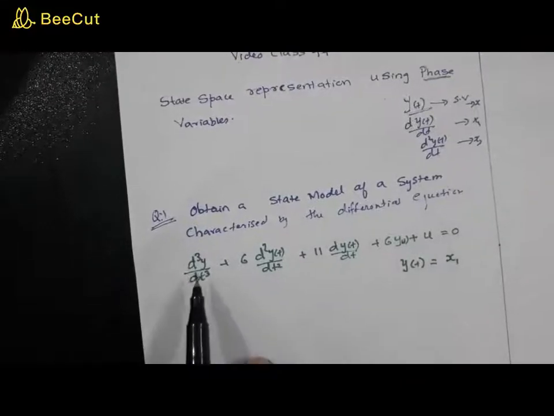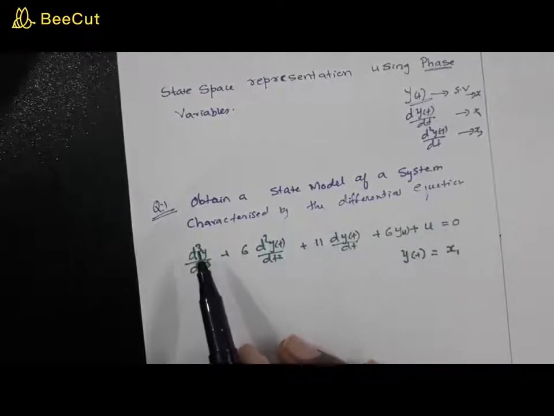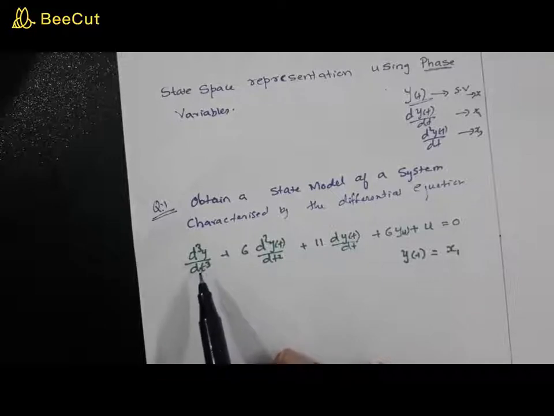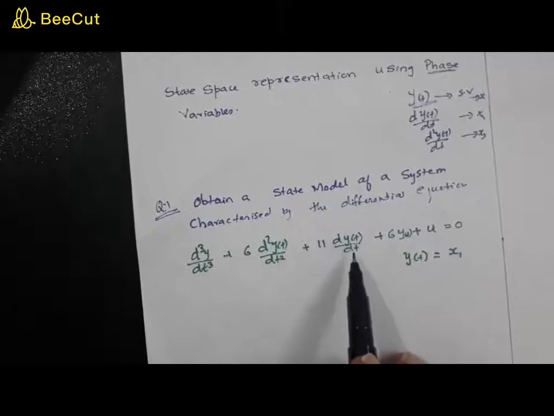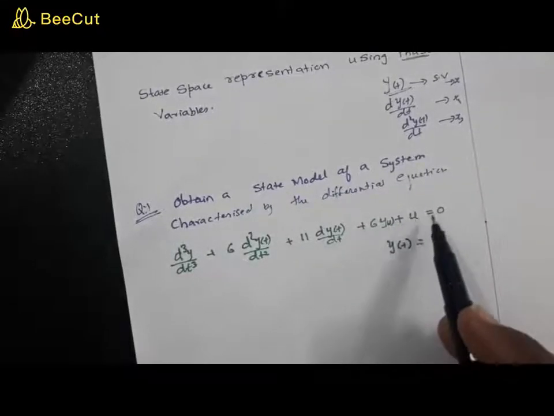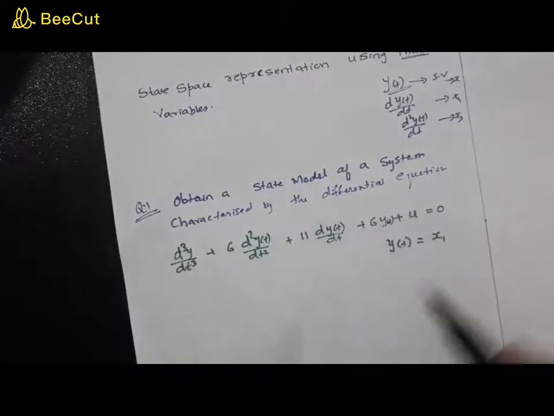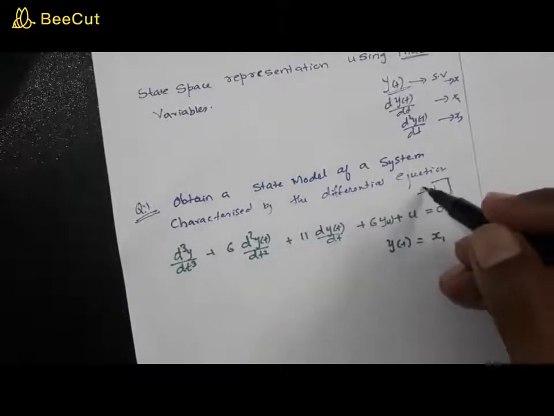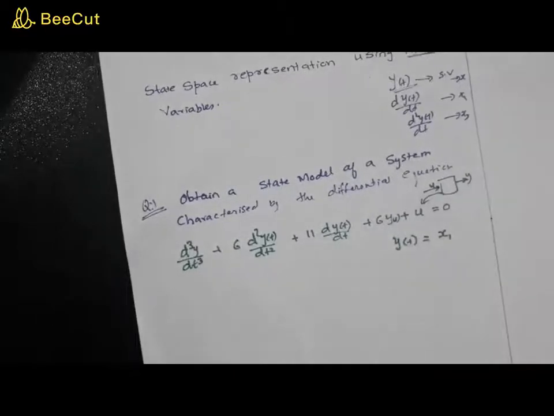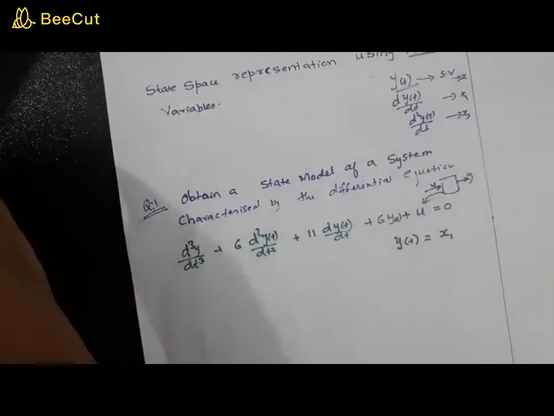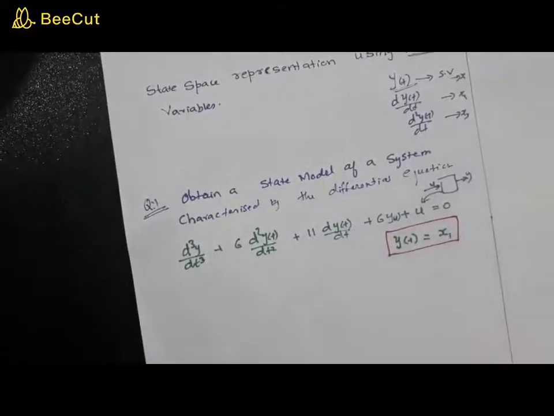The differential equation is d³y(t)/dt³ plus 6 d²y(t)/dt² plus 11 dy(t)/dt plus 6 y(t) plus u is equal to 0, where u is the input of the system. So you are considering a system with input u and output y. This is the description of the system using a differential equation. We have assigned y(t) to be equal to x1. This is one of the assignments.